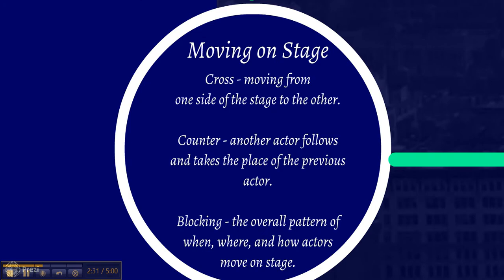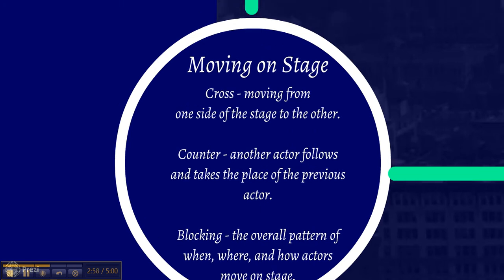The director will often tell actors how to move while they're on stage. When an actor moves from one place of the stage to the other, this is called a cross. If another actor follows them and takes their place in their original space, this is called a counter. The overall pattern of when, where, and how actors move on stage is called blocking, and set designers have to consider this when they're designing their sets. It sounds a lot like a football game.